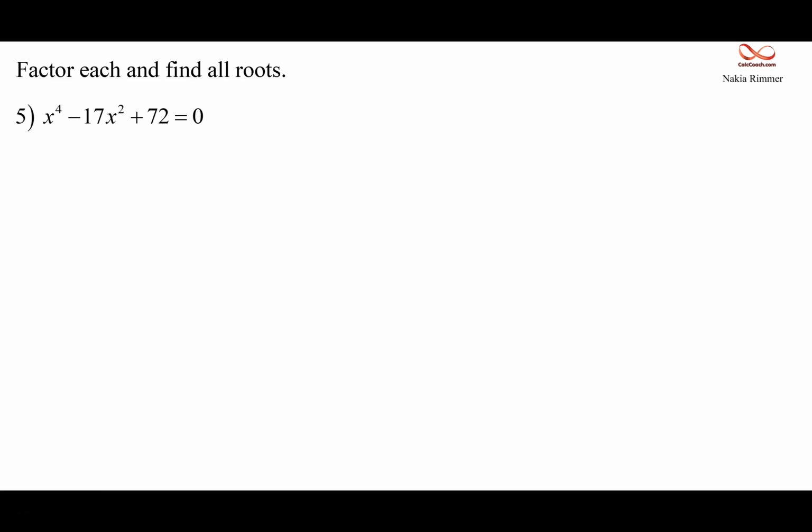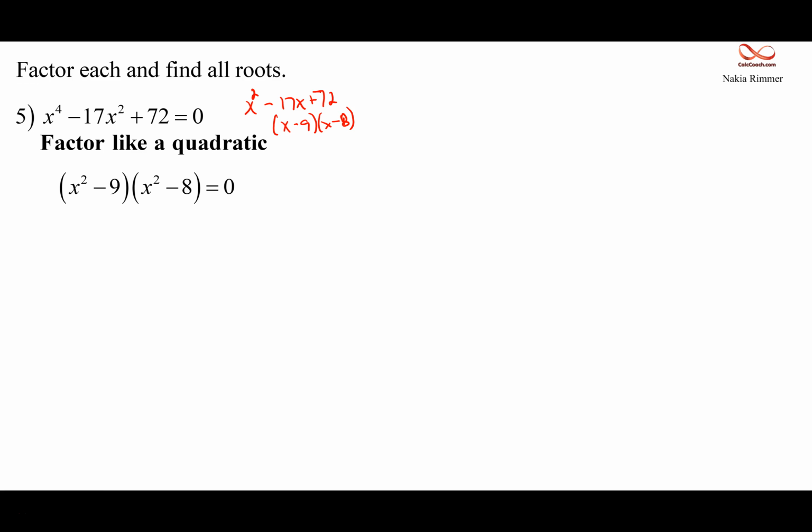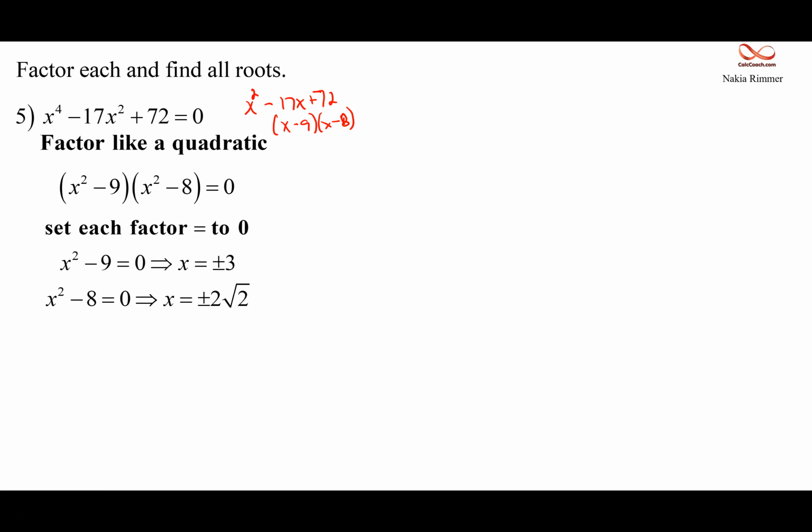Next up, fourth degree, missing the cubic and missing the x term, factor like a quadratic. Treat it as if it was like x squared minus 17x plus 72. That would factor as -9 and -8. x minus 9, x minus 8. So how is this going to factor? x squared minus 9 and x squared minus 8. So then take these separately and set them equal to 0. You get plus or minus 3. And then the square root of 8 is 2 root 2. So plus or minus 2 root 2.